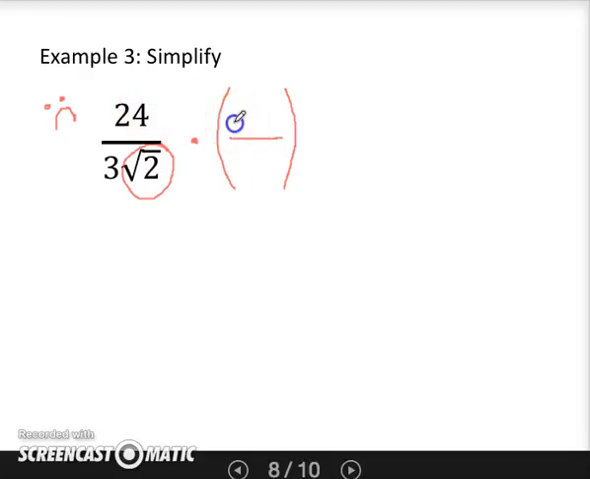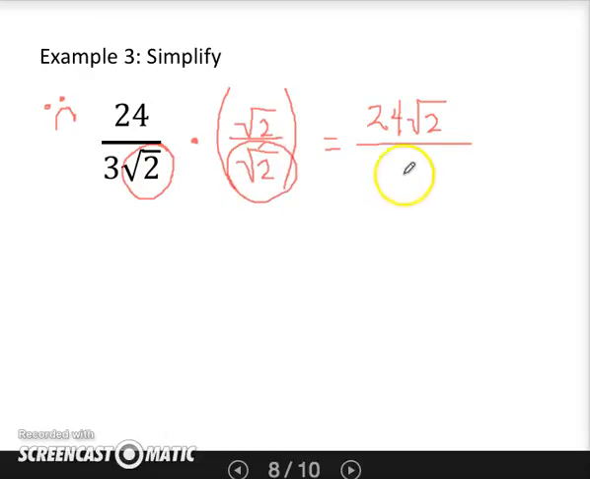So multiplying by 1 is the same as multiplying by the square root of 2 over itself. When we multiply straight across the top, we get 24 times the square root of 2. Multiplying straight across the bottom, we have 3 times the square root of 2 times another square root of 2. So that's going to turn into 3 times just plain 2. And in the last step, we can say 24 times the square root of 2 over 6.